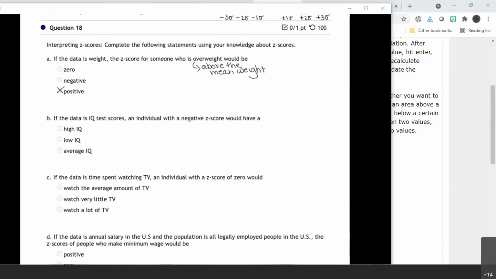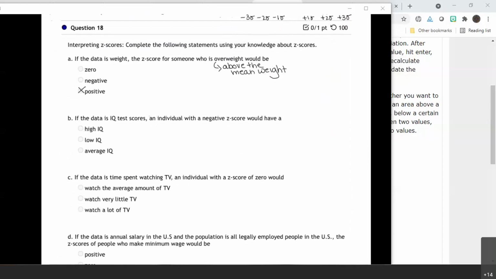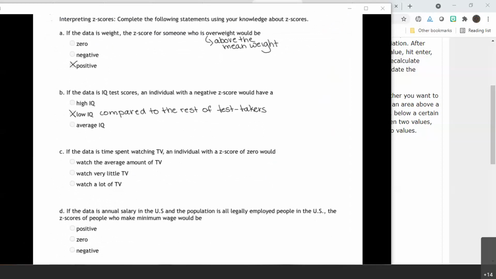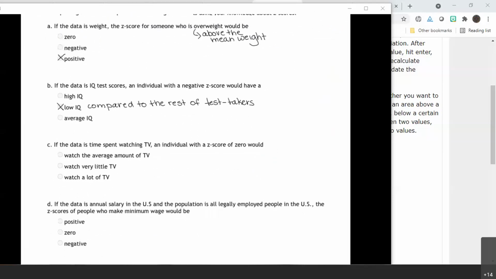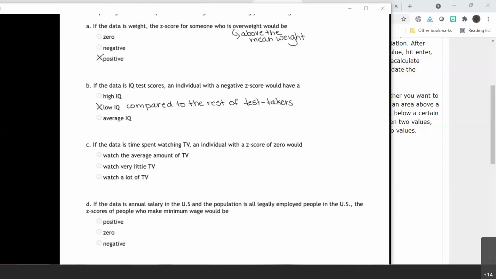If the data is IQ scores, an individual with a negative z-score would have a low IQ compared to the rest of the test takers. We're not saying whether the test is valid. We're just saying according to that distribution, what does the negative z-score mean? If the data is time spent watching TV, an individual with a z-score of 0 would be exactly average.